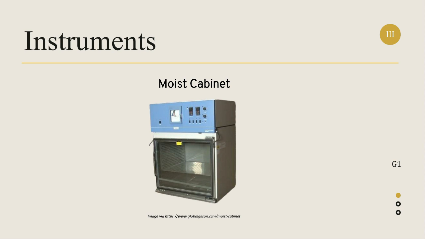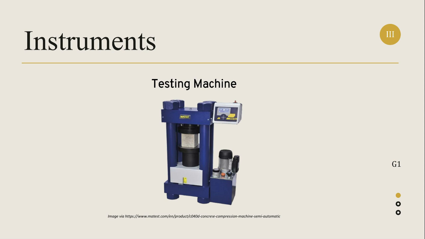Next is a testing machine. It is used in materials to determine the properties of a material. Machines have been devised to measure the tensile strength, strength in compression, shear, and bending, ductility, hardness, impact strength, fracture toughness, creep, and fatigue.